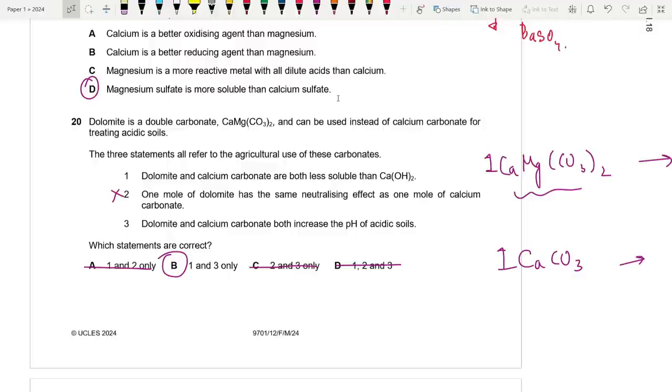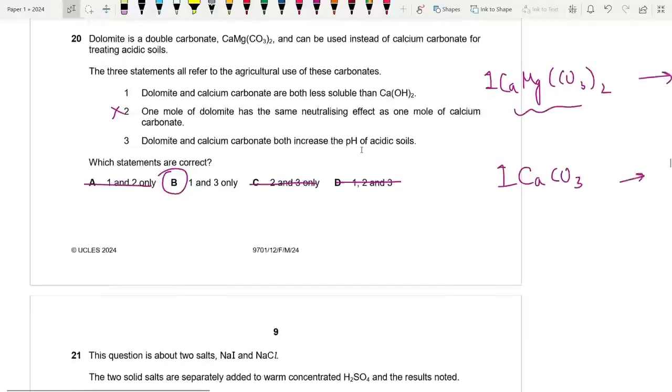carbonate. Wrong. 1 mole of dolomite has 1 mole of calcium carbonate as well as 1 mole of magnesium carbonate. So logically it should have at least double the neutralizing effect of 1 mole of calcium carbonate. That's the general idea. It's not exactly double, but it will obviously be more, right? Because it has calcium as well as a magnesium salt. On the other hand, number 3, so 2 is wrong, which is why options A, C, and D are excluded. So B must be the answer. And dolomite and calcium carbonate both increase the pH of acidic soils. Yes, it is used to treat acidic soils to increase the pH so that it reaches or approaches neutral pH, right?